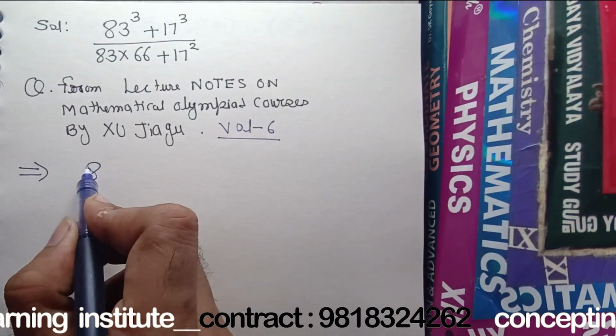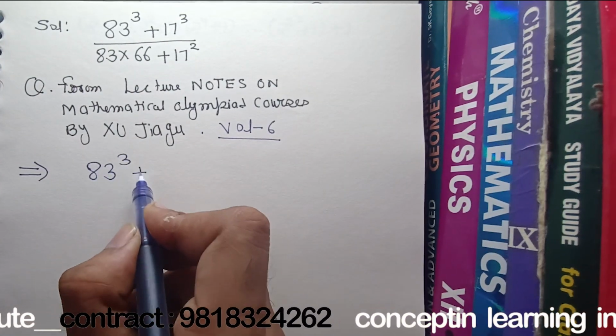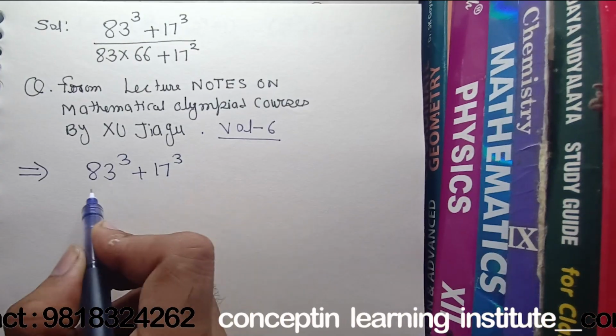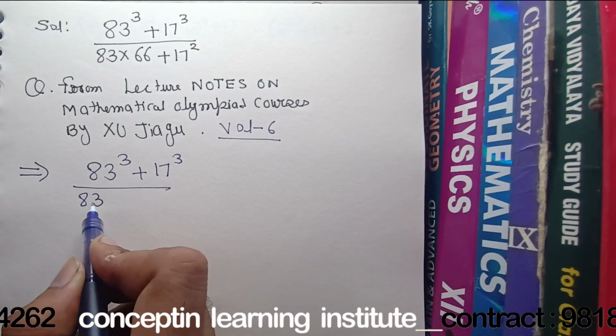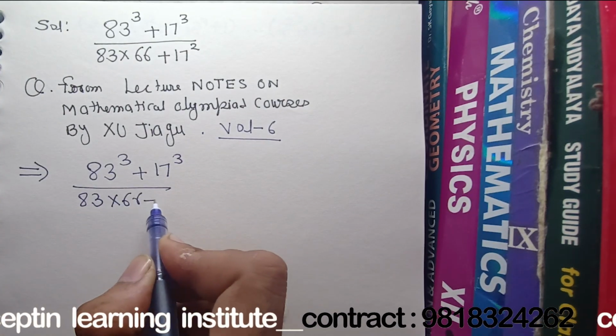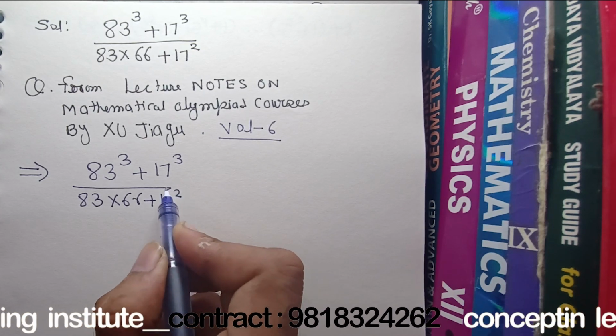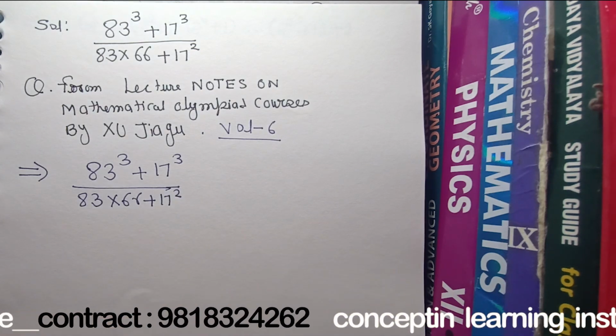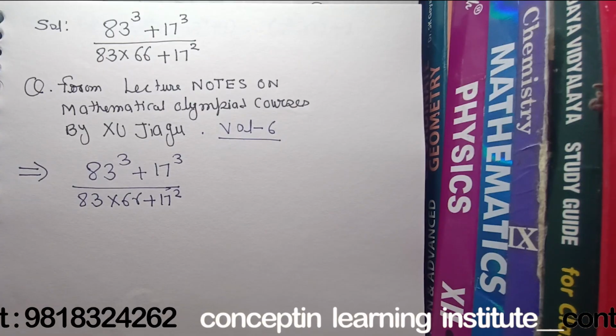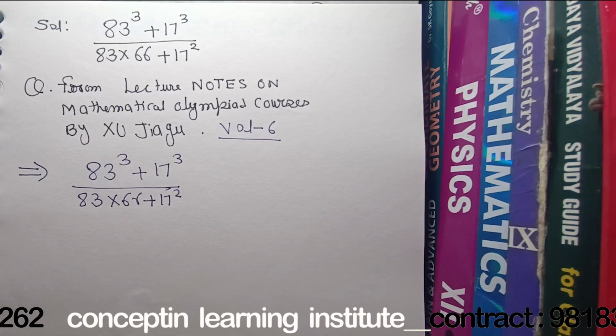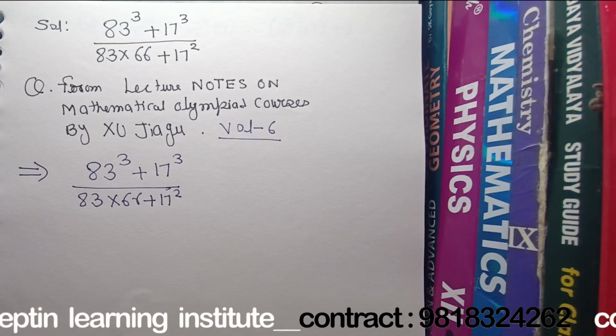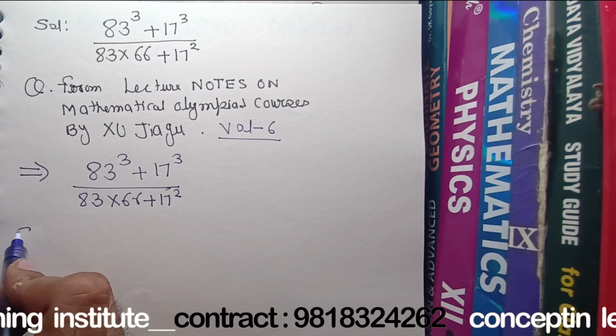So this is (83 cube plus 17 cube) upon (83 into 66 plus 17 square). First, solve the question by pausing the video and comment the answer. Then see the solution. So we have to solve it.